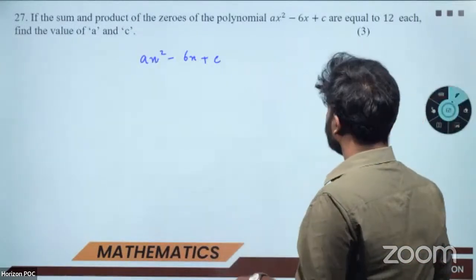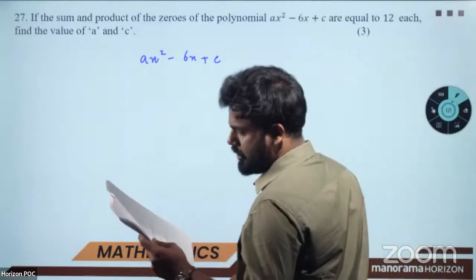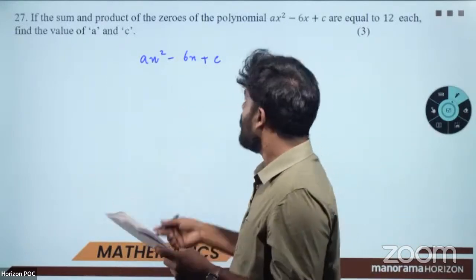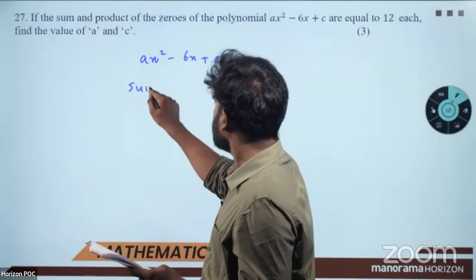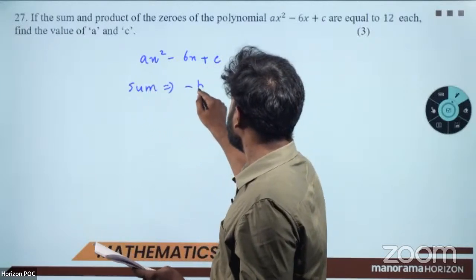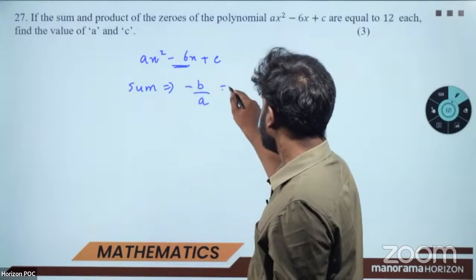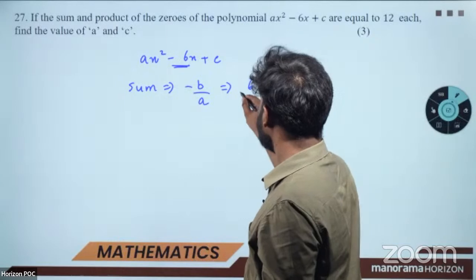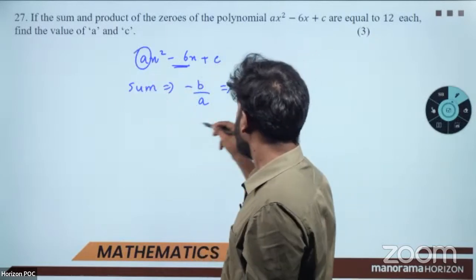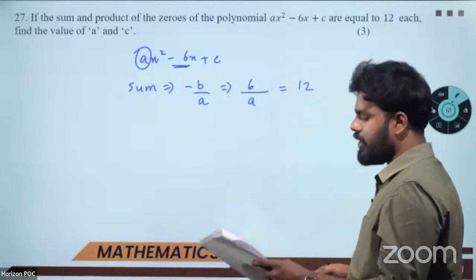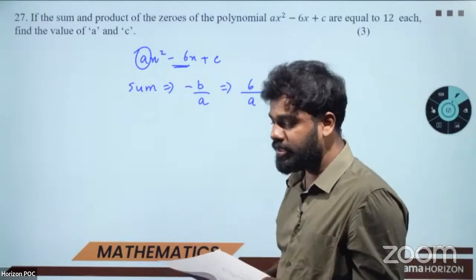So in this polynomial, what do you have? The sum and product. Both are equal to 12. So what is the sum? Sum is always equal to minus b by a. That is, the second term's negative. Already it is minus 6, so its negative will be 6, divided by a itself. So this sum is equal to 12. So can you write 6 by a is equal to 12? Yes, I can definitely write 6 by a is equal to 12.